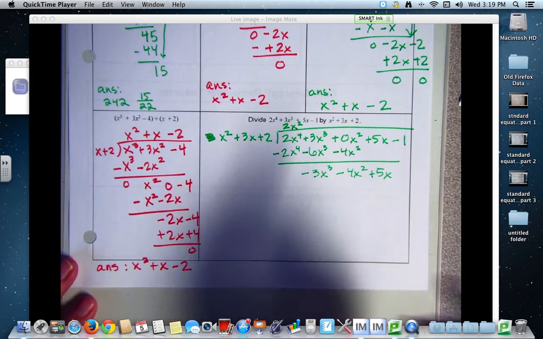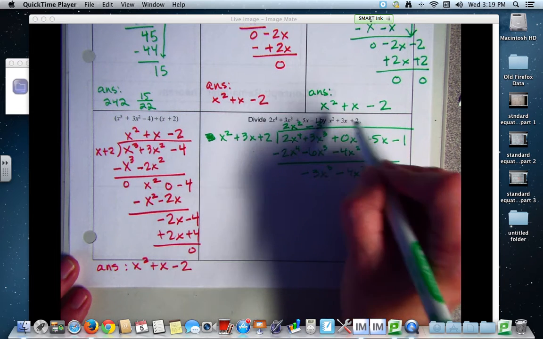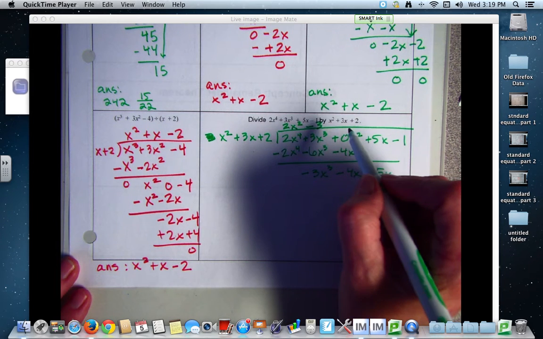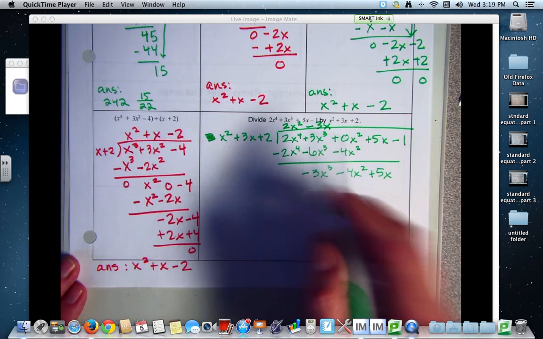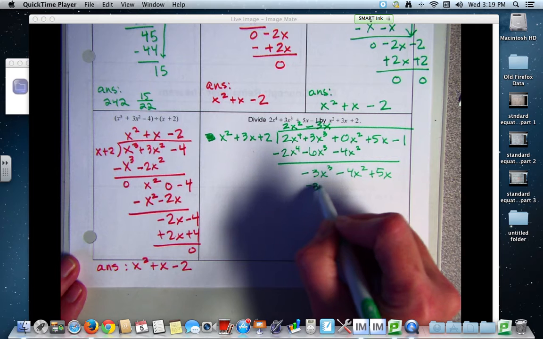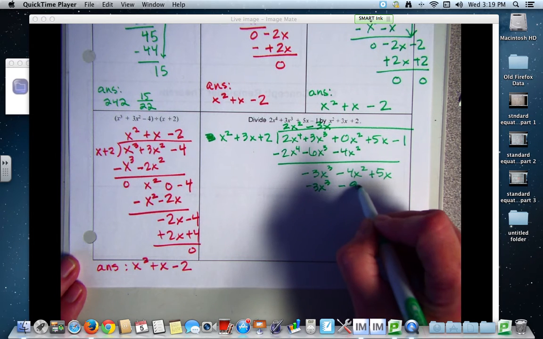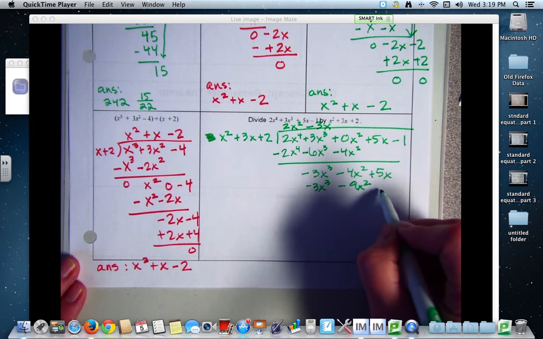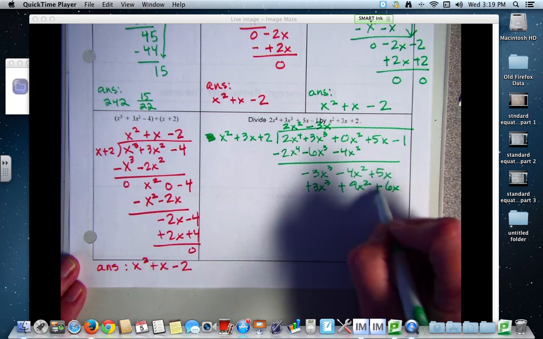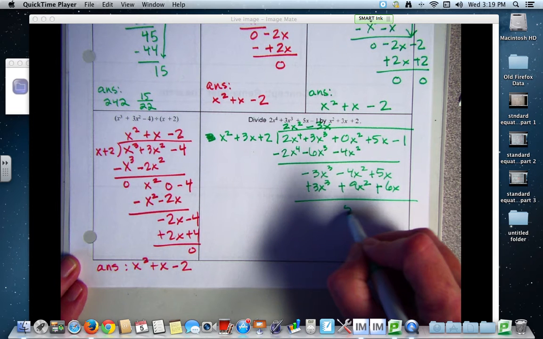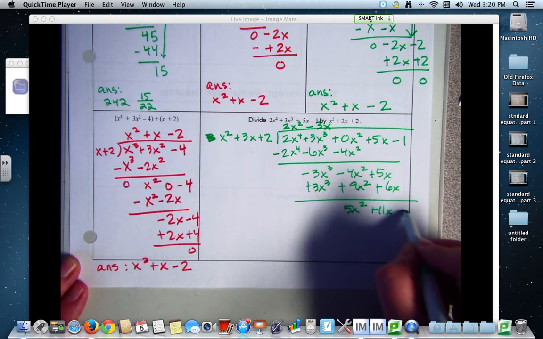X squared goes into negative 3x cubed, negative 3x times. Multiply negative 3x cubed minus 9x squared minus 6x. Change the signs on everything. 5x squared plus 11x minus 1.